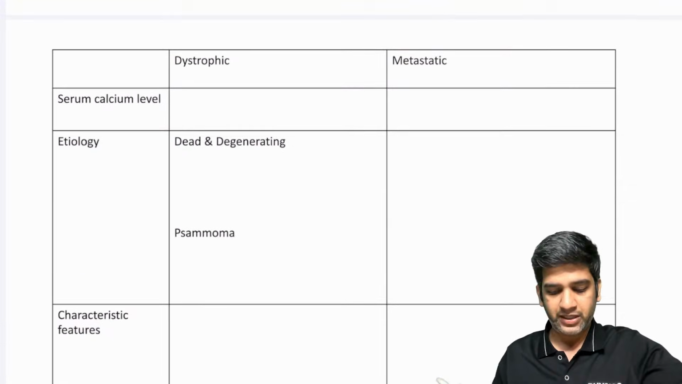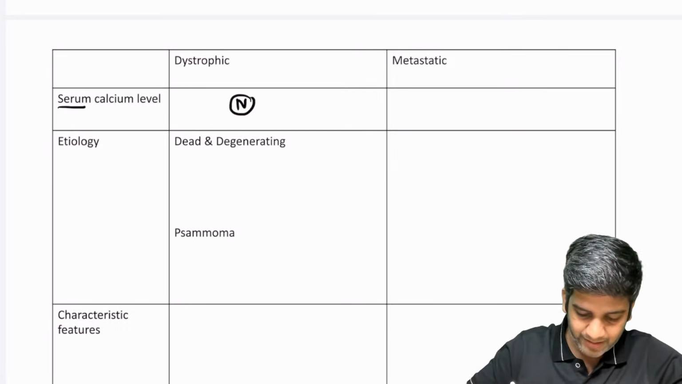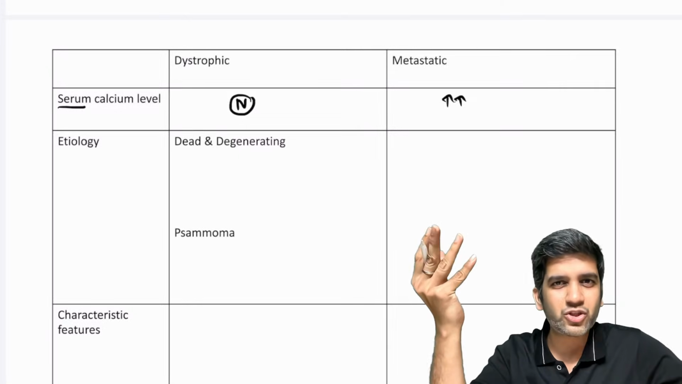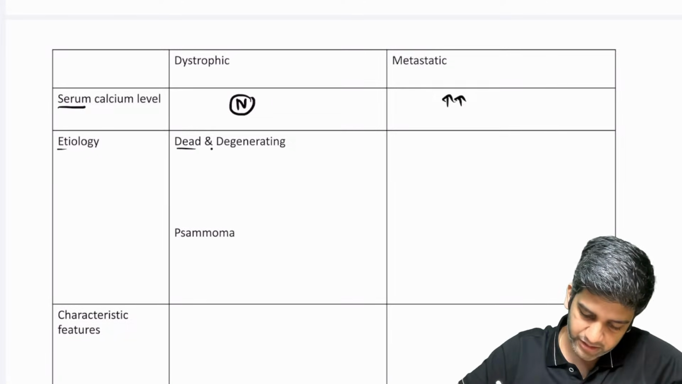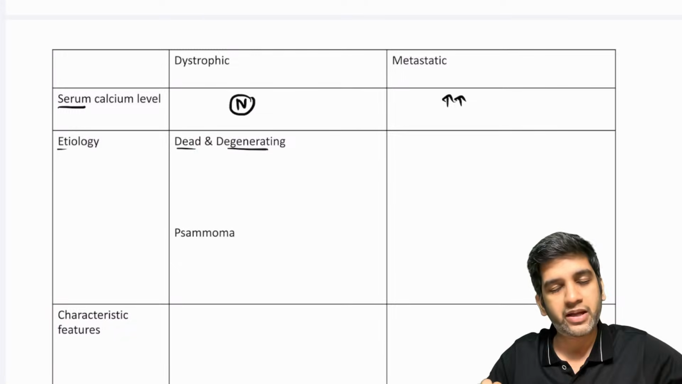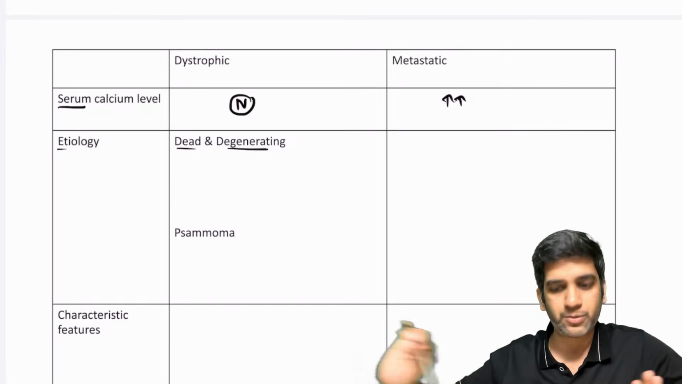So the table, dystrophic and metastatic. Serum calcium level in dystrophic will be normal. Here it will be elevated. The primary problem is alteration in the homeostasis, right? Etiology here: dead degenerative tissue will be the problem here because of repetitive damage, and the most common ion in any cell injury, any cell damage pathologically, is going to be calcium. It accumulates. That's a basic principle of everything here.